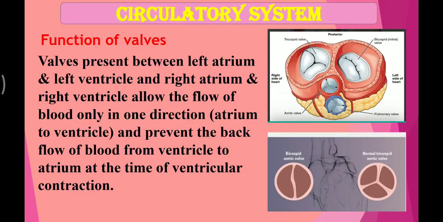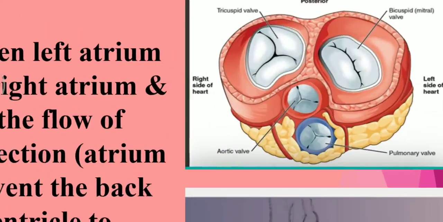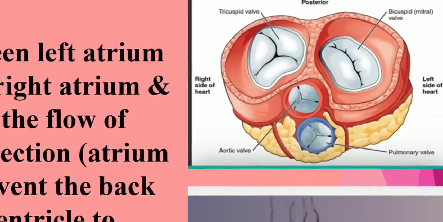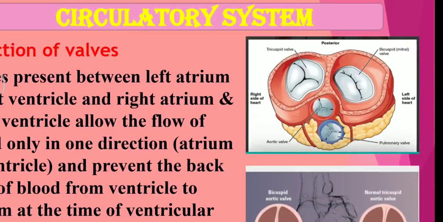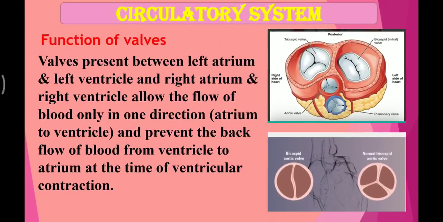You can see here right side and left side. This is bicuspid valve, whereas this is tricuspid valve. The left side of the heart has only two openings, two closures, that is bicuspid, bi is 2. Whereas the right side has 3 openings, that is tricuspid valve. You can see the image here. Tricuspid and bicuspid valves.